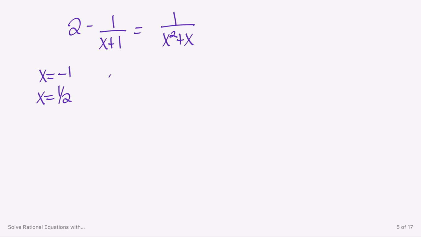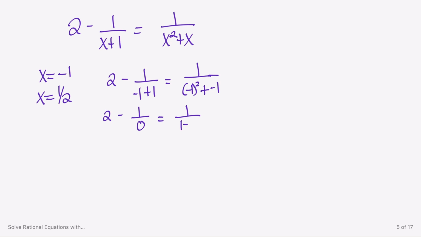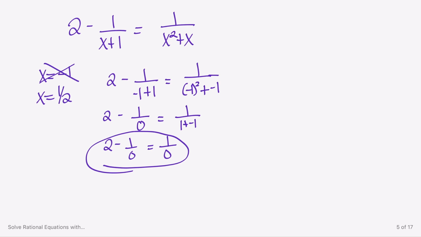So I have 2 minus 1 over negative 1 plus 1 equals 1 over negative 1 squared plus negative 1. So I have 2 minus 1 over 0 equals 1 over 1 plus negative 1. So I have 2 minus 1 over 0 equals 1 over 0. So you can see already we have this big issue here. We have a 1 over 0, okay? So we can't do that. That is undefined. So x equals negative 1 is kind of like my nonsense solution. It's an extraneous solution, so don't include that in your final solution set, okay?